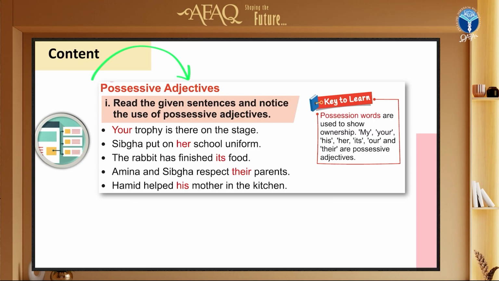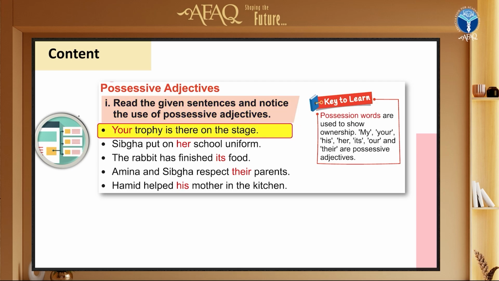The next thing is possessive adjectives. Possessive words are used to show ownership. My, your, his, her, its, our, and their are possessive words. So here we have some example sentences and let's highlight the use of possessive words. Read the given sentences and notice the use of possessive adjectives.